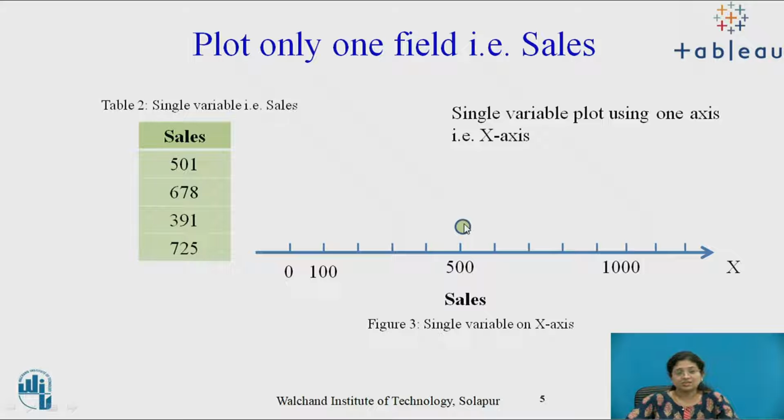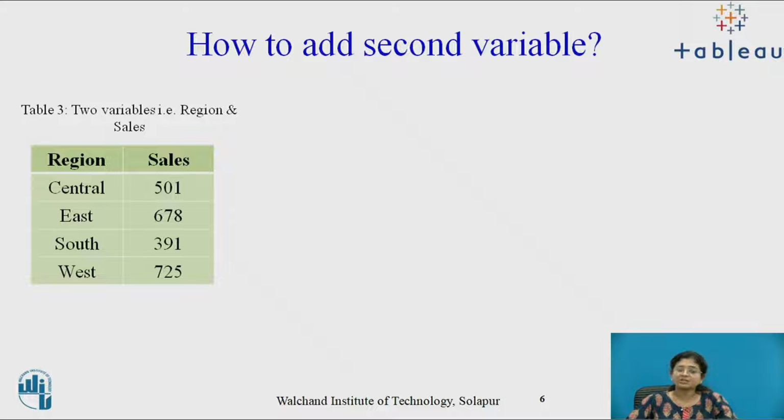After that, the next value is $678,000, which is just near the 700. Then the third value is $391,000, which is just near the $400,000, and the last value is $725,000. So, this is a single variable plot using one axis, and that axis is the x axis. Now, let us see how to add the second variable in a graph.